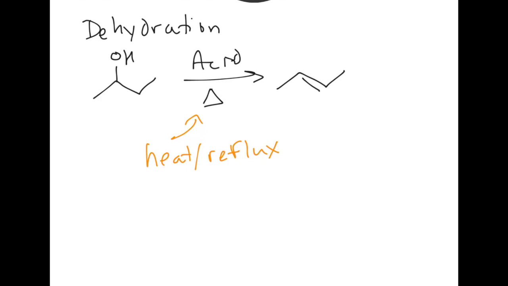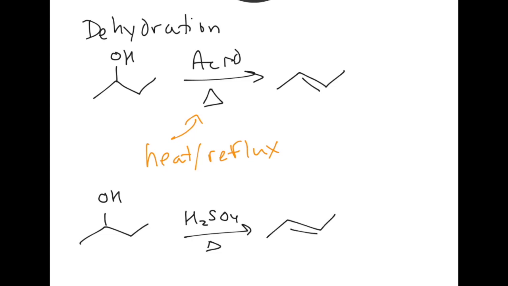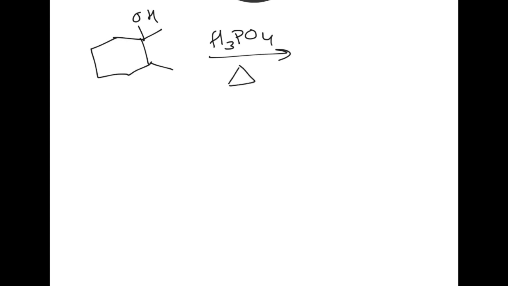So there are two acids that do this really well. You have H2SO4 and heat. And it's going to make a double bond. Or you can use phosphoric acid, which is H3PO4.